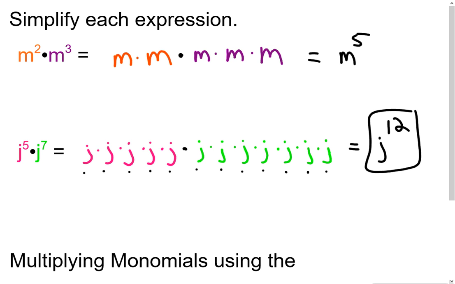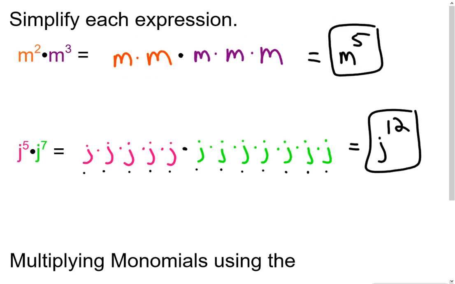Now I look at that and go, to me that can be very tedious and time consuming, especially if we had something like x to the 53rd times x to the 72nd. Do you really want to be writing out all those j's? Or m's, or whatever variables they are. So when we look at these two examples, I ask, how could I use that original problem to get here without having to do all of this?